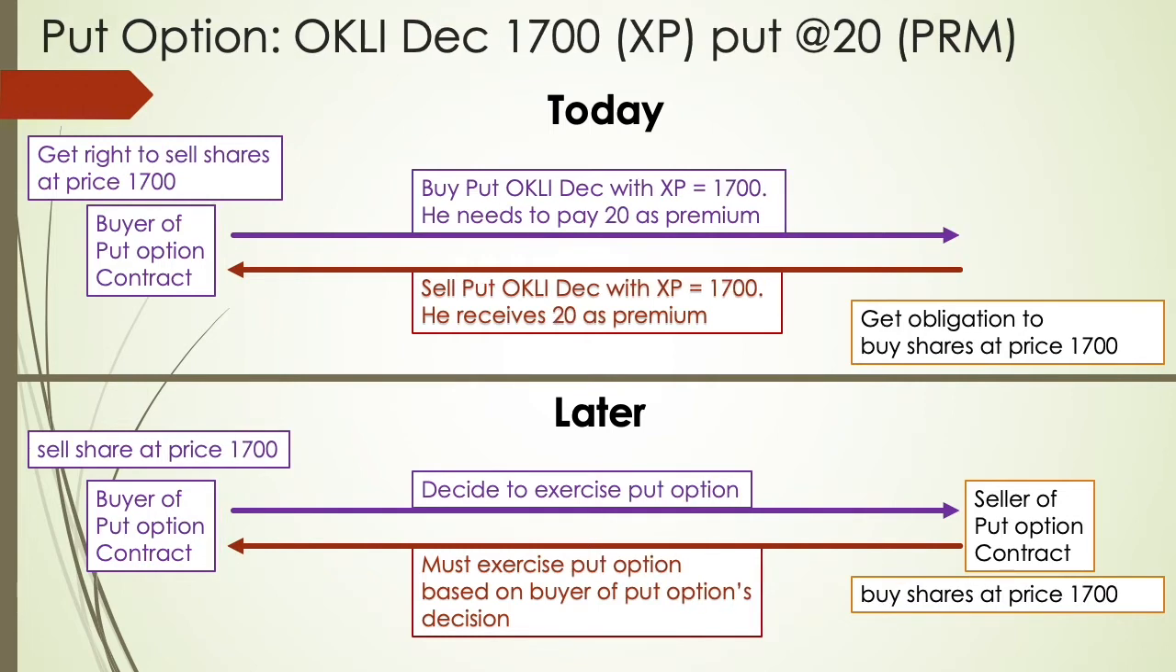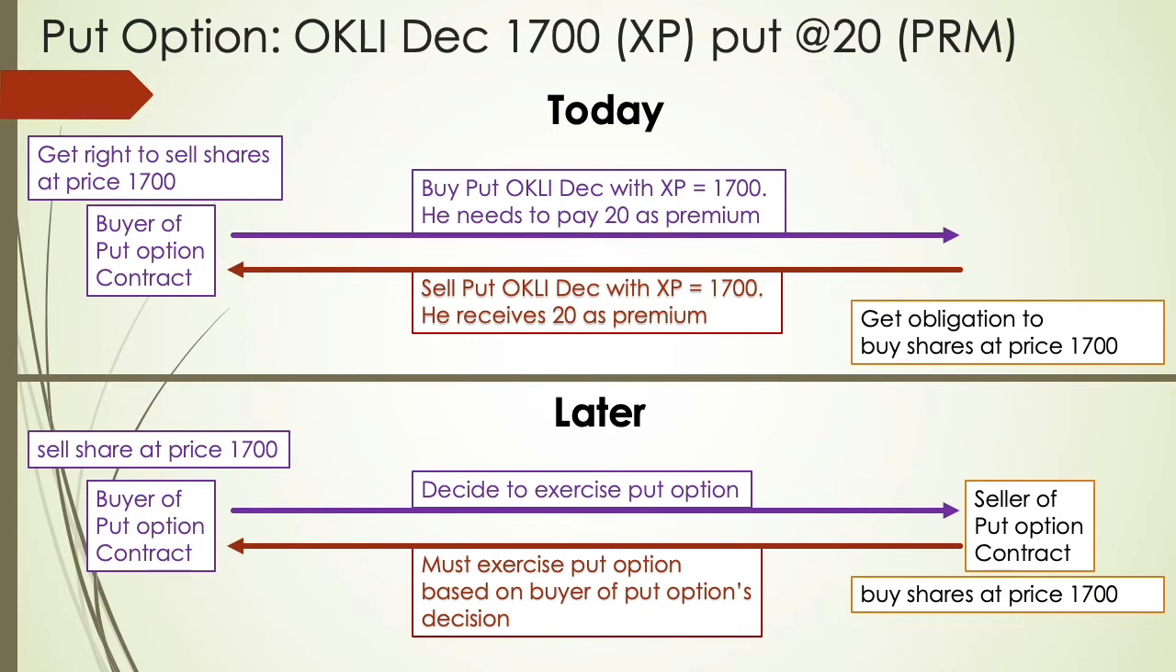Next, we have an example for a put option. Let's say now we have in the market OKLI December 1700 put at 20. That means 1700 is the exercise price and the 20 is the premium. So today, if I decide to buy the put option contract, I'm the buyer of the put option contract, and you sell this put option contract, so you become the seller of the option contract.